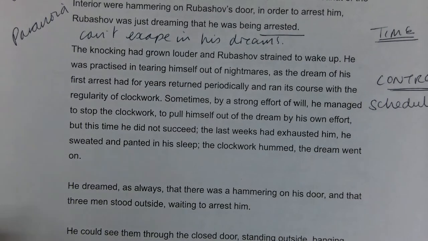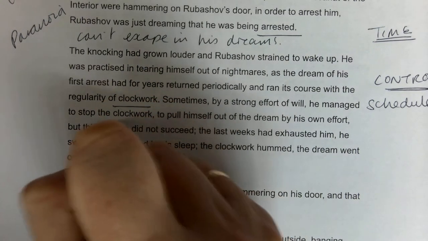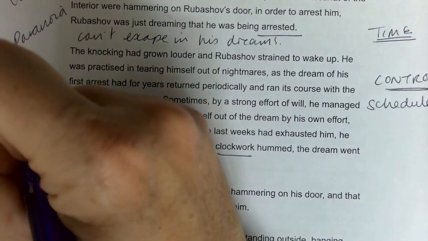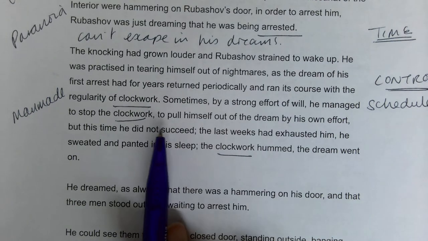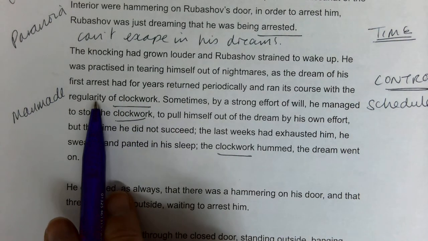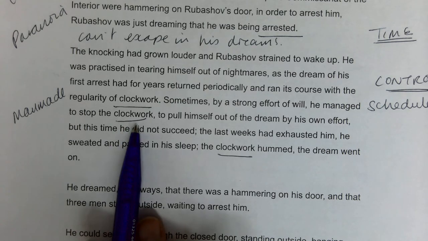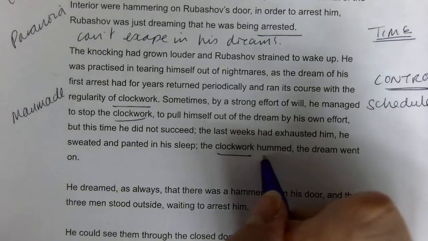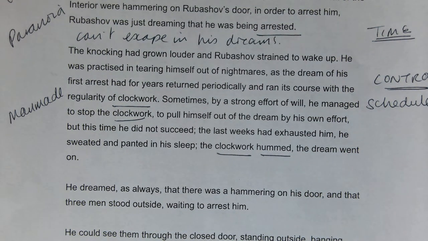Right, who would like to go next? Who would like to add to that, maybe? Genevieve? The idea of it being clockwork would suggest that his fear is man-made, so it's been imposed on him by some sort of man-made regime or something. That's a lovely idea. And look what the clockwork is doing. First of all, the dream runs with the regularity of clockwork. Sometimes he does manage to stop the clock, but here the clockwork hummed. Tell me about that word, hummed. What effect is that creating?